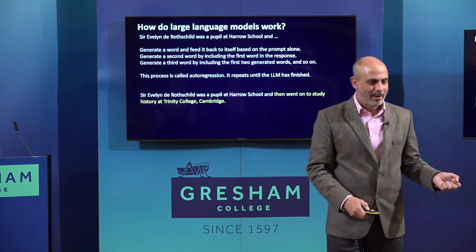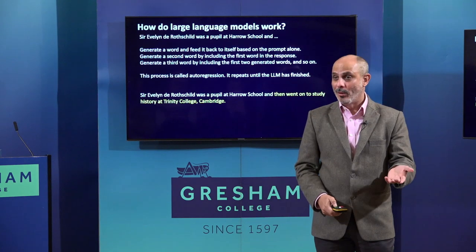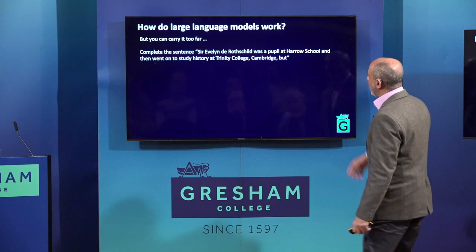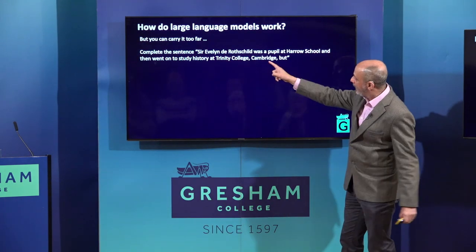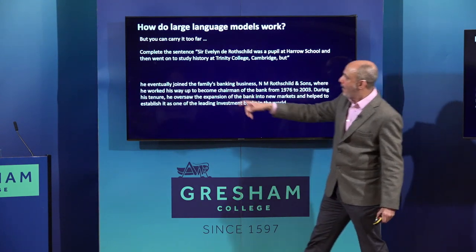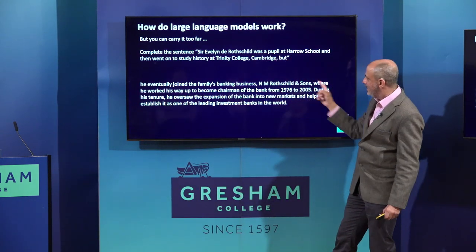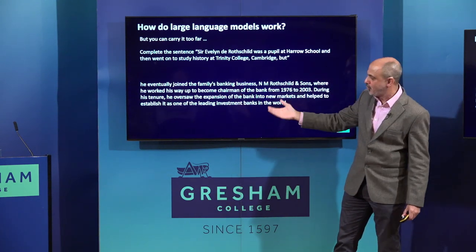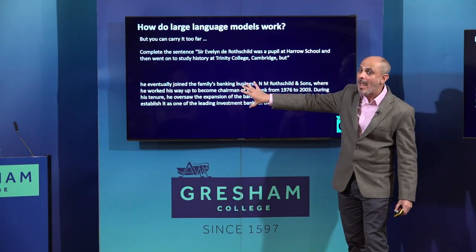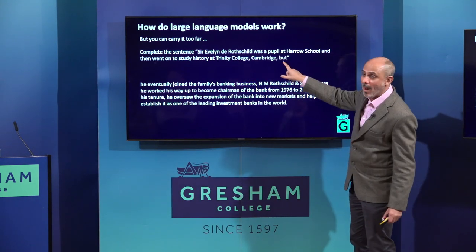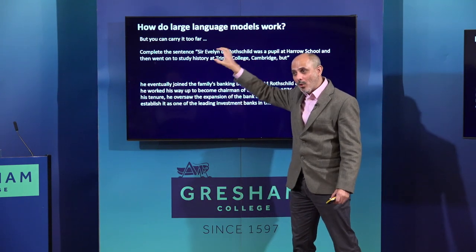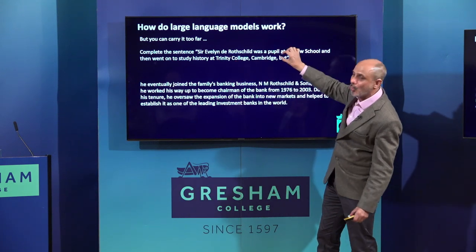Very good. But then you can go beyond this. Let's take it one step more. I said, complete the sentence, and added the word but. And what it said was, but he eventually joined the family's banking business, where he worked his way up to become chairman of the bank and one of the leading investment banks of the world. All this is okay, but the problem is the word but. When you have the word but there, you expect something opposite to what the sentence says. This is more suited to and, not but.